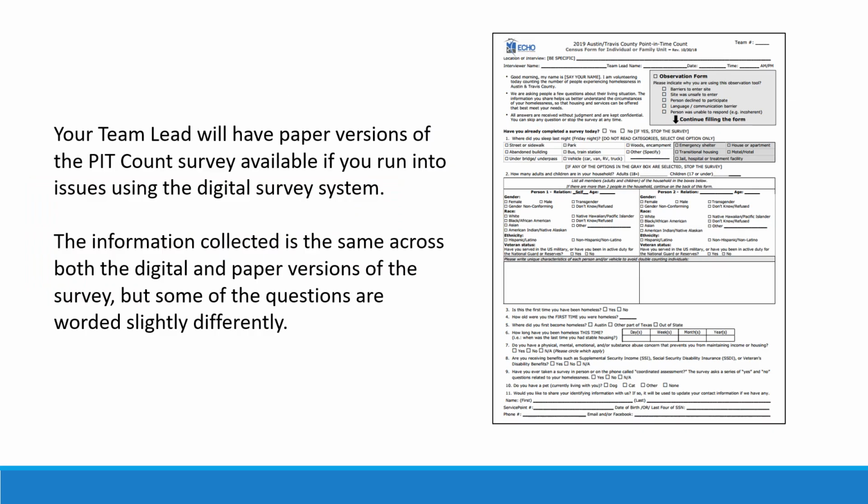Your team lead will have paper versions of the pig count survey available if you run into problems with the digital survey system. Keep in mind that you can continue entering digital surveys even if your phone has lost its cell connection. Your phone will store this information and transfer the data once you have a connection. The information collected is the same across both the digital and paper versions of the survey, but some of the questions are worded slightly differently.